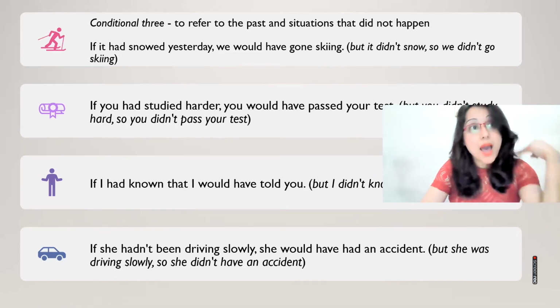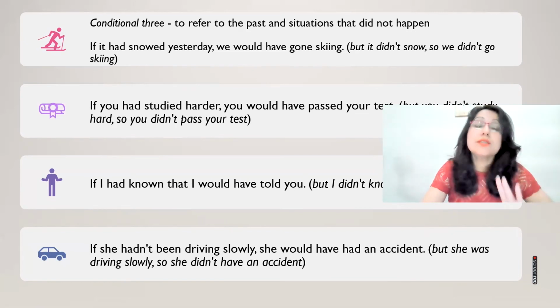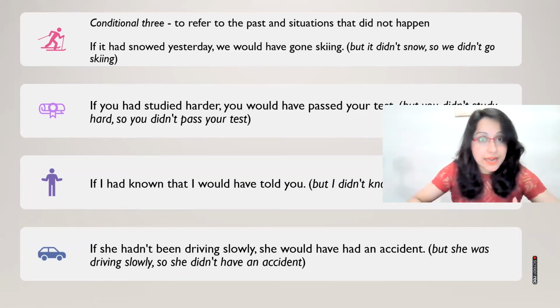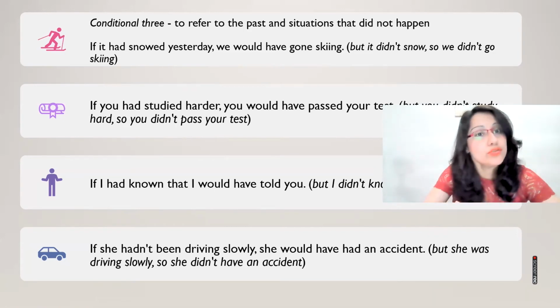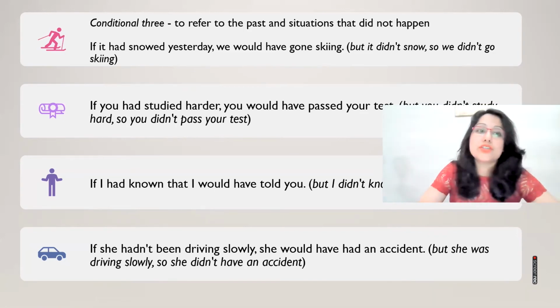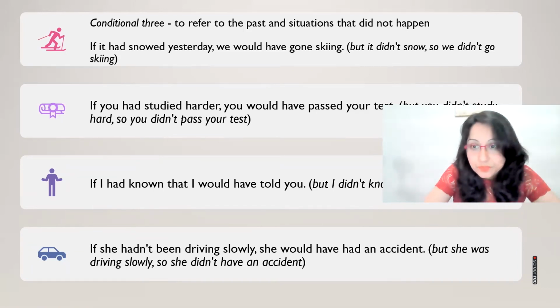It talks about past situations. So how are they different from your second conditional? Second conditionals talk about present, unlikely things to happen, and something that you think is unlikely to happen in future. But third conditionals talk about past regrets, all right?